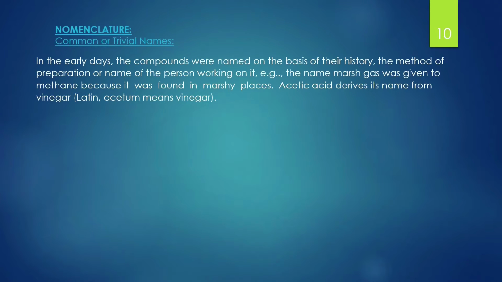Let us discuss the nomenclature of alkanes in detail. In case of common or trivial names, in the early days the compounds were named on the basis of their history, the method of preparation or the name of person who was working on it. For example, the name marsh gas was given to methane because it was found in marshy places. Acetic acid derives its name from vinegar. In Latin, acetum means vinegar.